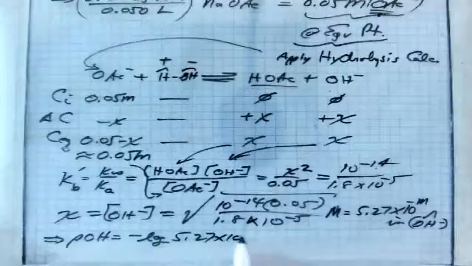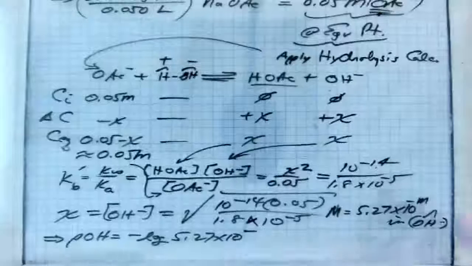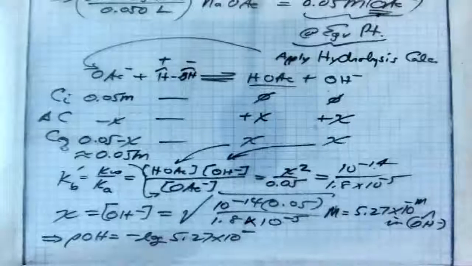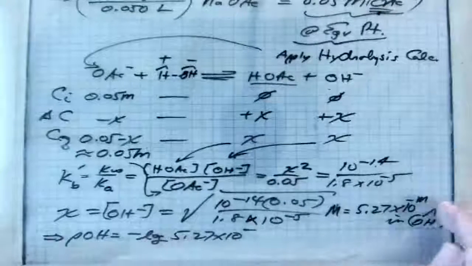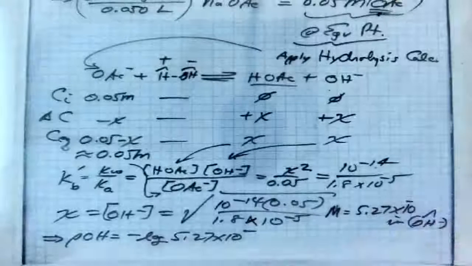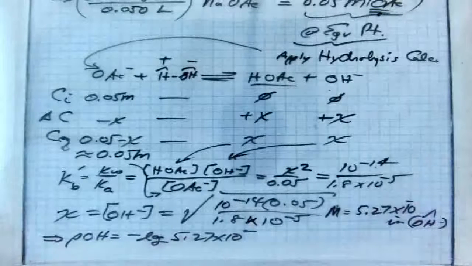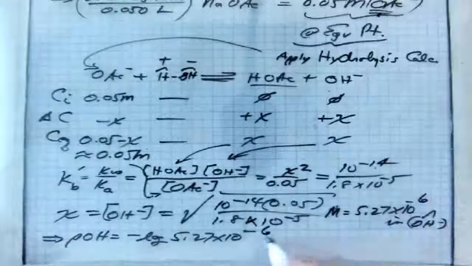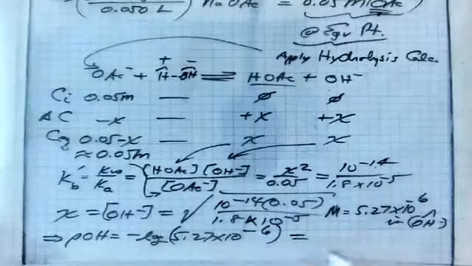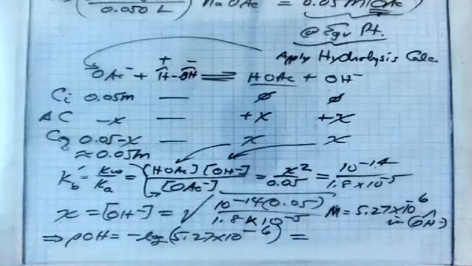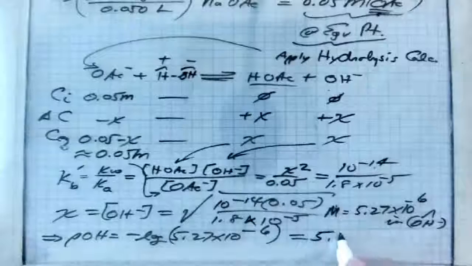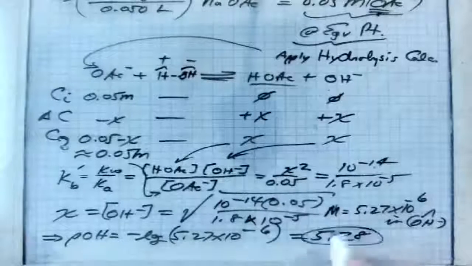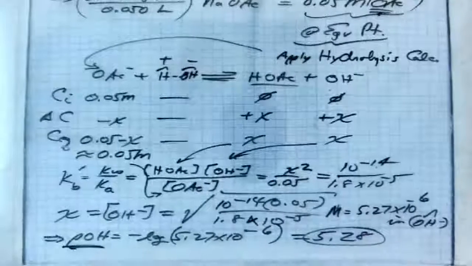5.27 times 10 to the, what in the world? Is this up? Right up here. Minus 6. There we go. And hit the log button, and that's a 5.28. Now don't get confused here, because that's the pOH.